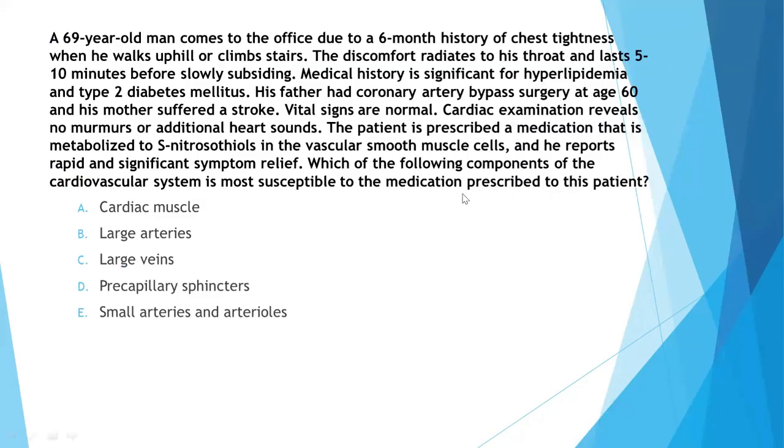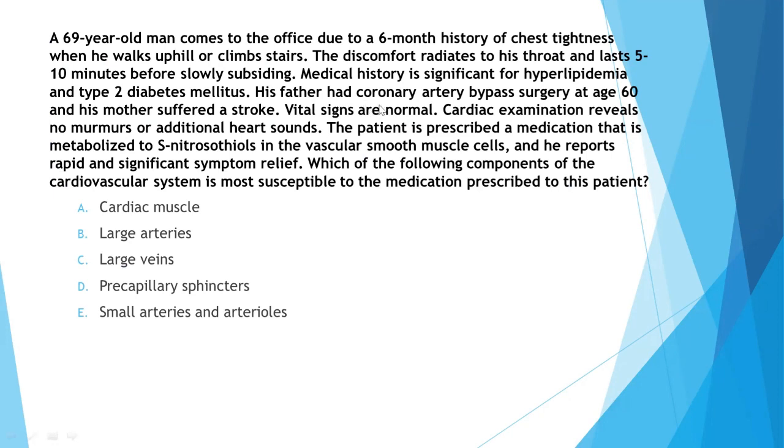Here we have the question: which of the following components of the cardiovascular system is most susceptible to the medication prescribed to this patient? A 69-year-old man comes to the office due to a 6-month history of chest tightness when he walks uphill or climbs upstairs. The discomfort radiates to his throat and lasts 5 to 10 minutes before slowly subsiding. Medical history is significant for hyperlipidemia and type 2 diabetes mellitus.